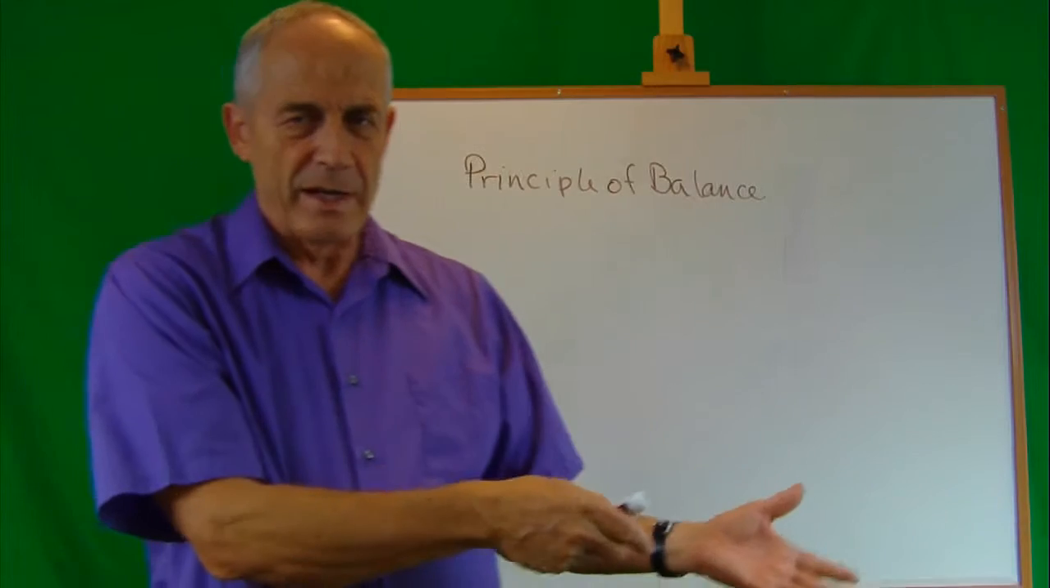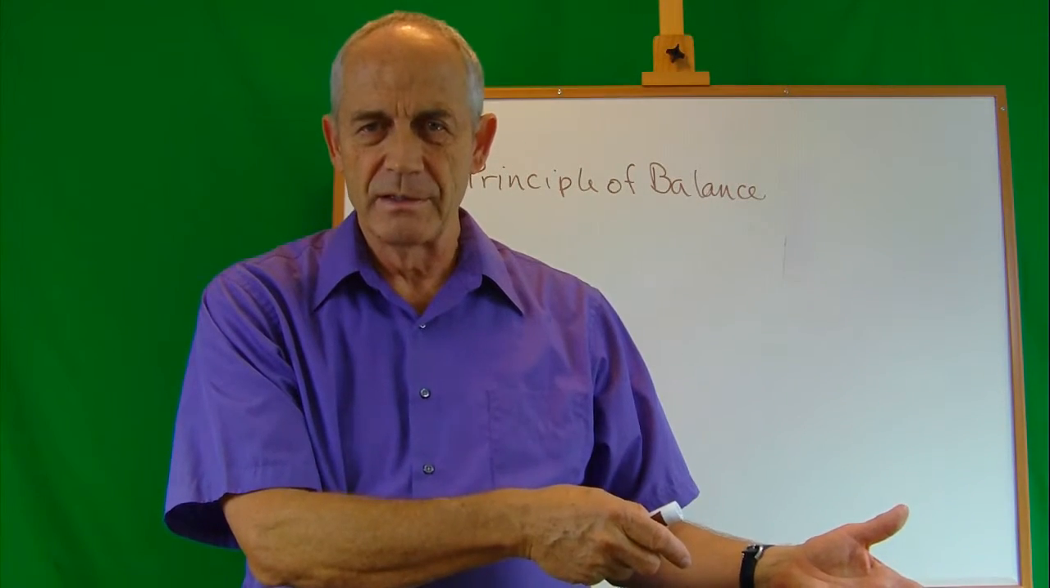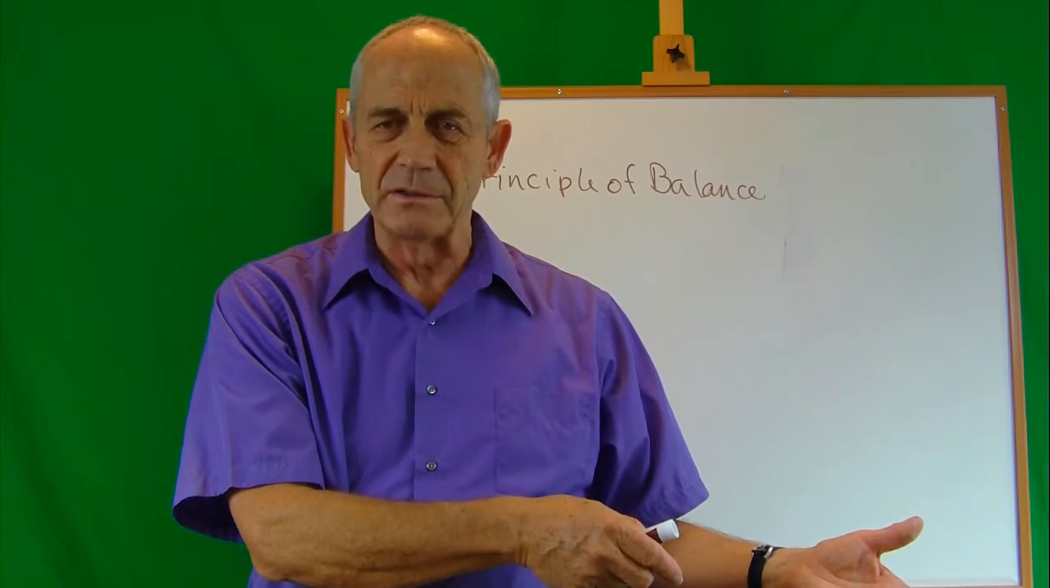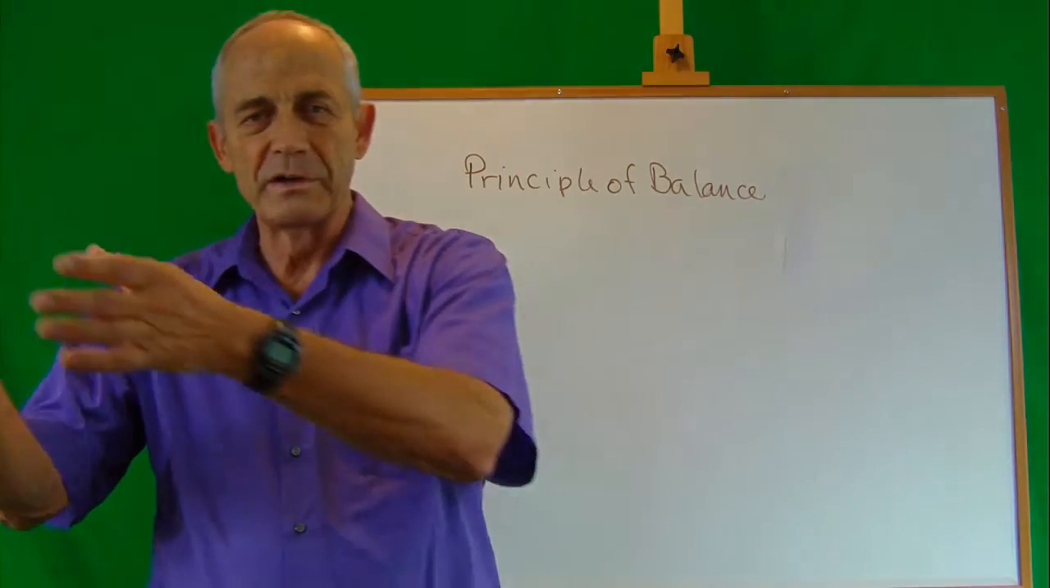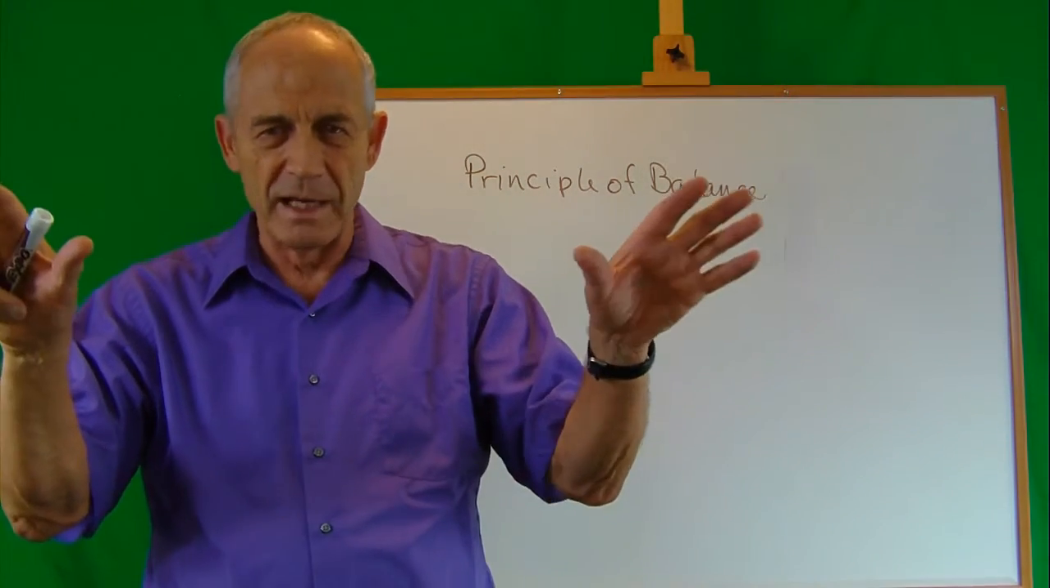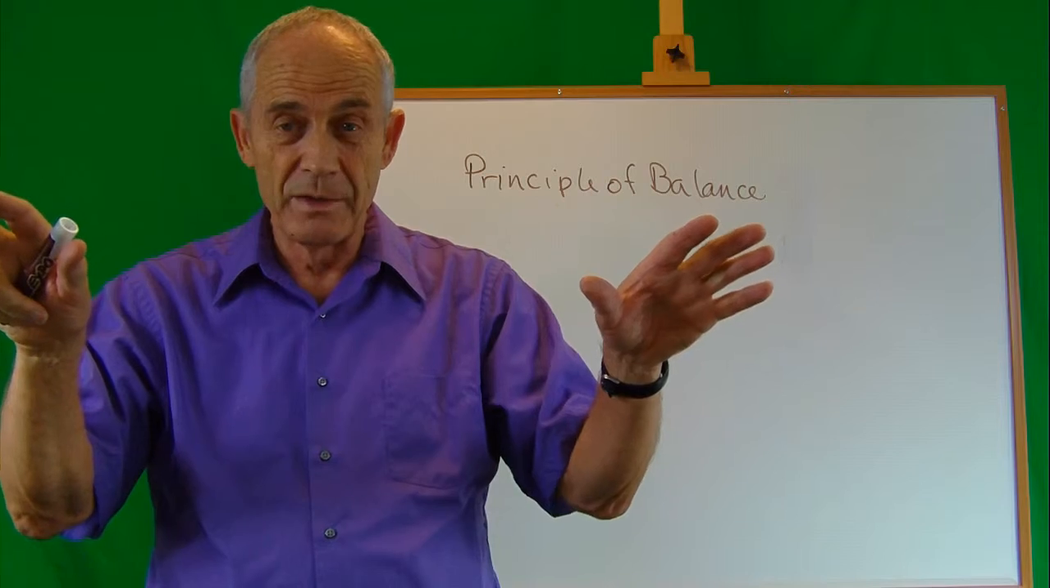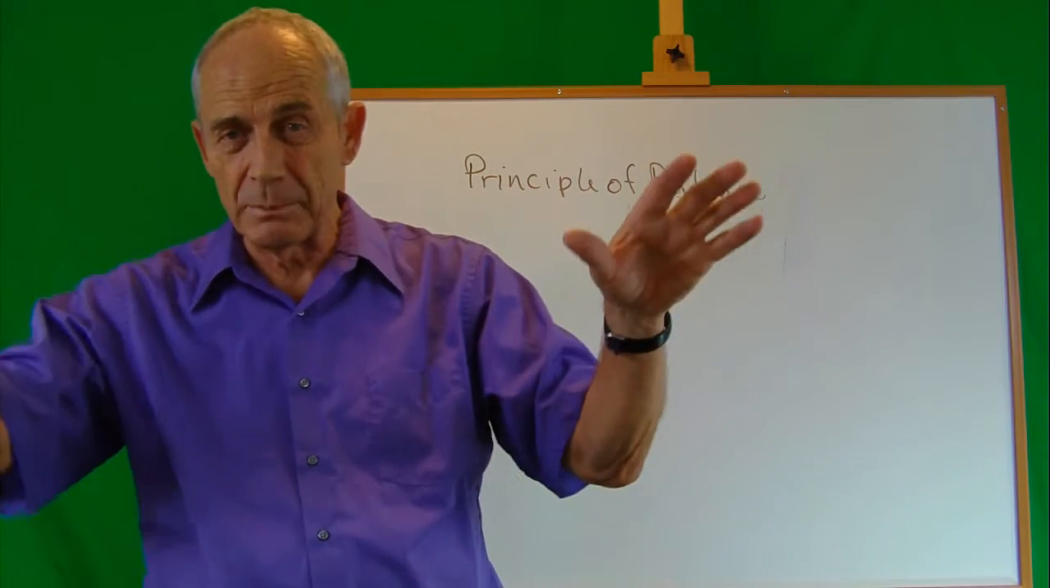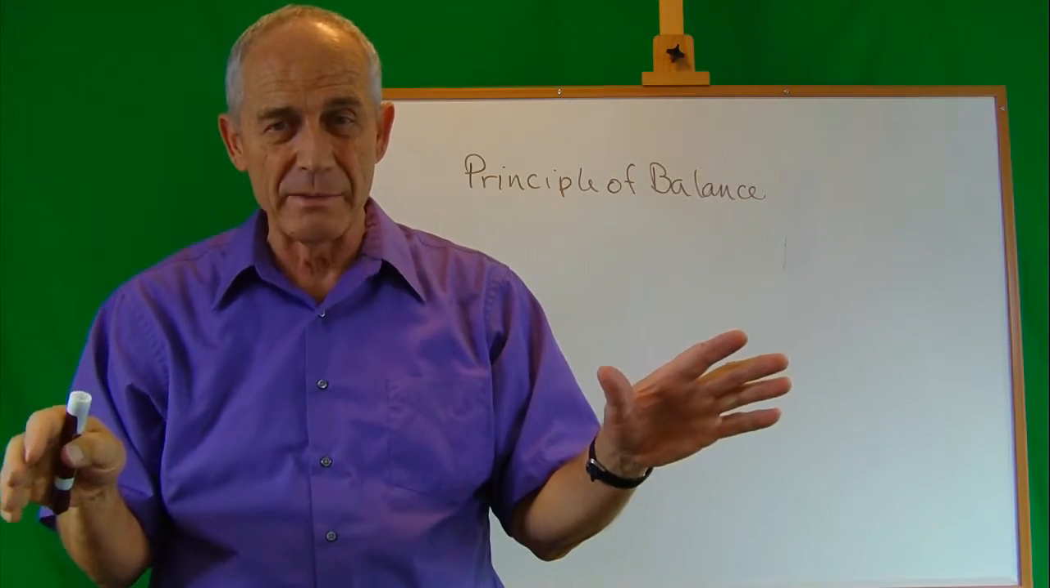If I double the weight of one person, to keep it in balance, what am I going to have to do? Go over here and double this weight. Double is kind of like multiplying by 2. So if I multiply one, I have to multiply the other by exactly the same amount.